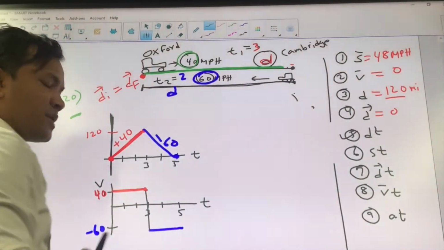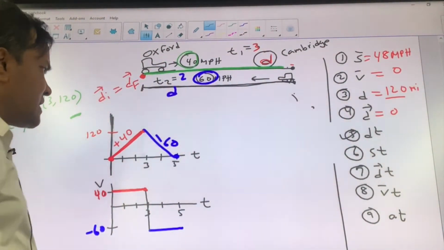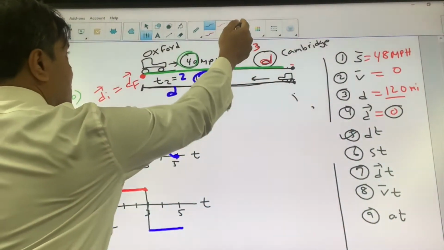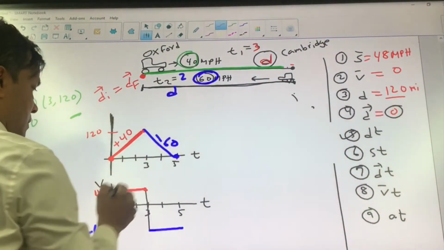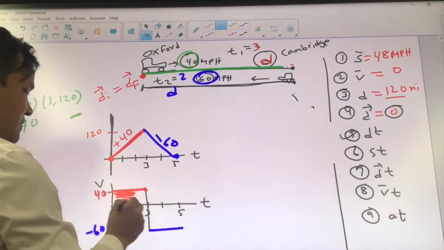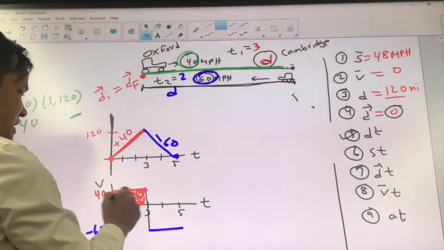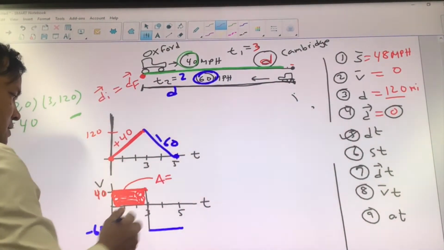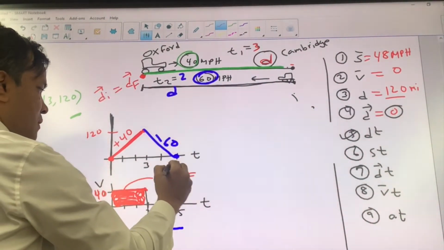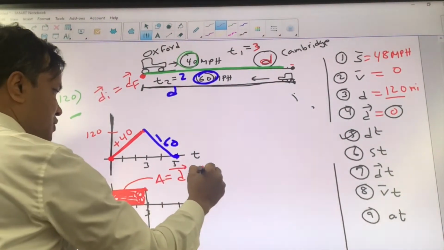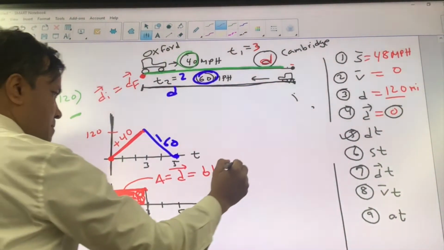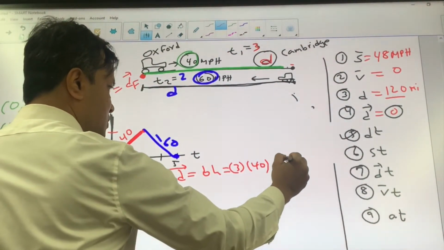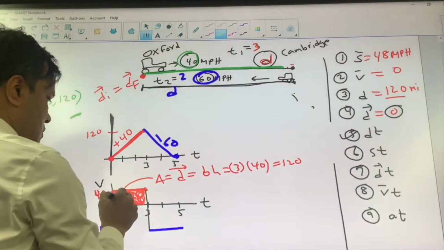Now we're going to show the displacement again. I said that displacement is zero, so I'm going to prove that. The area under the vt graph is the displacement. So let's find the area over here. Area is displacement, which is b times h. B is 3 and h is 40. So this is 120.